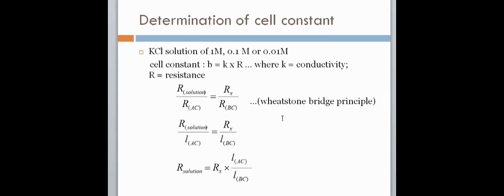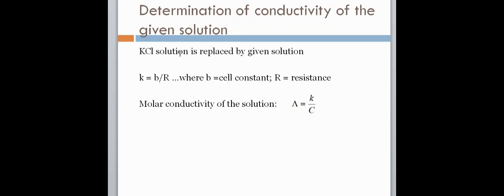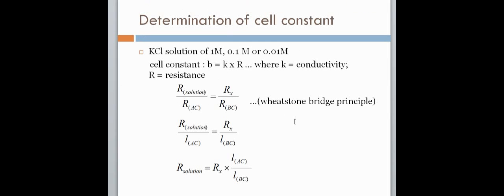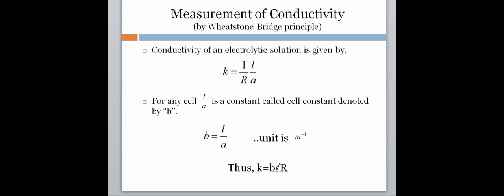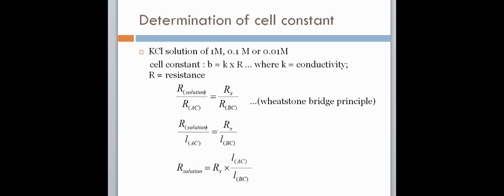Now how do I calculate cell constant? That is determination of cell constant. So cell constant is what actually? L upon A, or letter B. So for example, a KCl solution is used as a reference, at 1 molar, 0.1 molar or 0.01 molar. Cell constant is what? B is equal to K into R. Now this is something that we saw here. K is equal to B upon R, so B is equal to K into R. So I can write it in that manner also. K is conductivity, R is resistance.